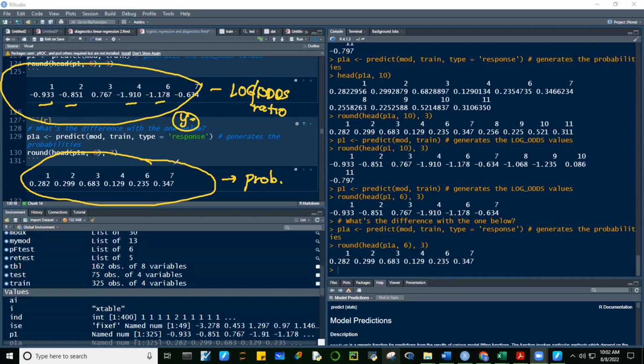Why, you might ask, is this different from the LM in our multiple linear regression? In multiple linear regression, the result is not log odds. That's because, guys, we use the GLM. In the GLM model, when the family is binomial, the y becomes the log odds. Okay? So that's the difference.